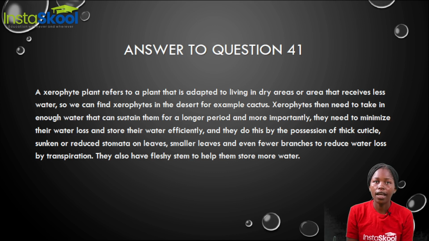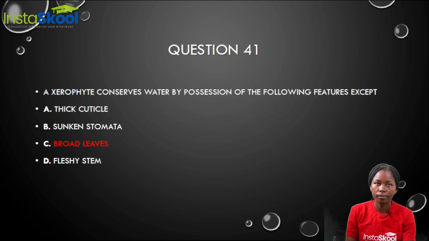Another feature they have is fleshy stem. This fleshy stem helps them to store more water. So when we take a look at our options, the xerophytes have thick cuticle, sunken stomata, and fleshy stem. But the only thing among our options which is wrong is broadleaf. In contrast, the xerophytes usually have smaller leaf, as this will help them to minimize the rate at which they lose water.